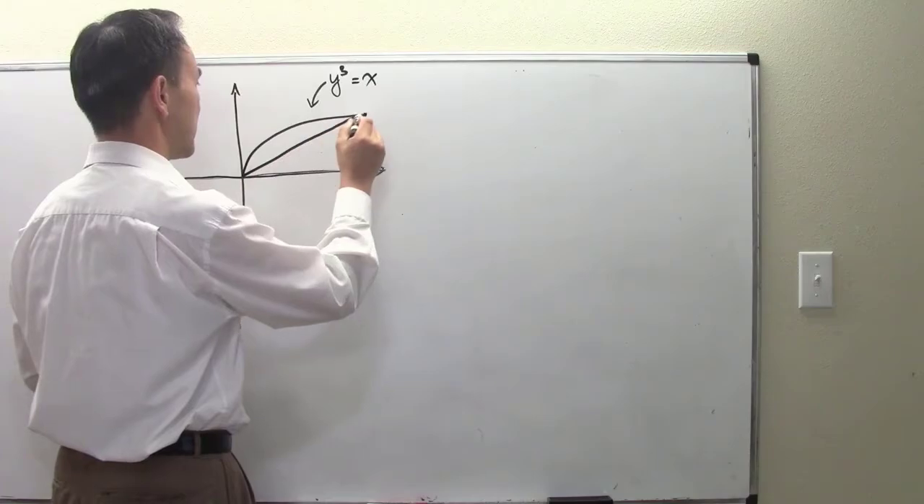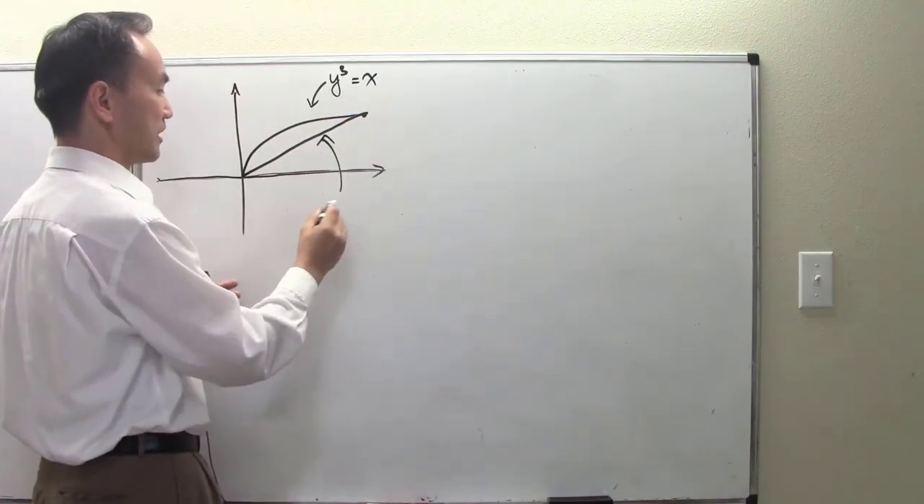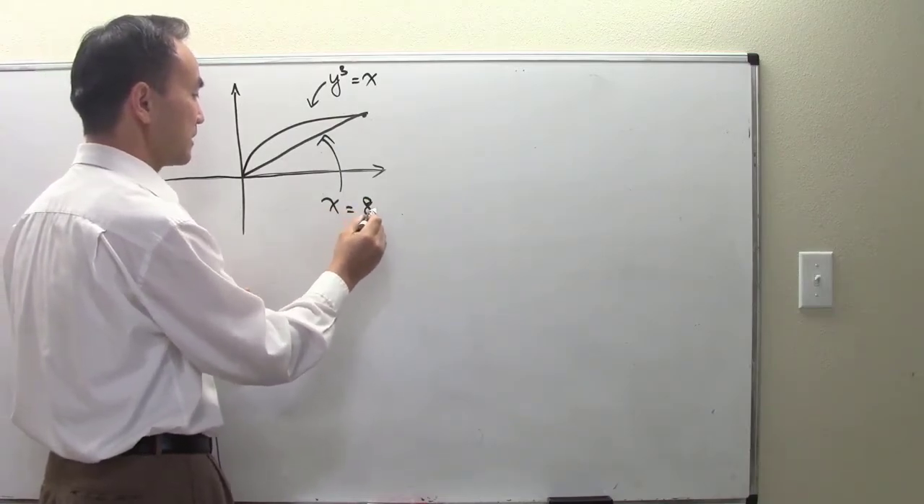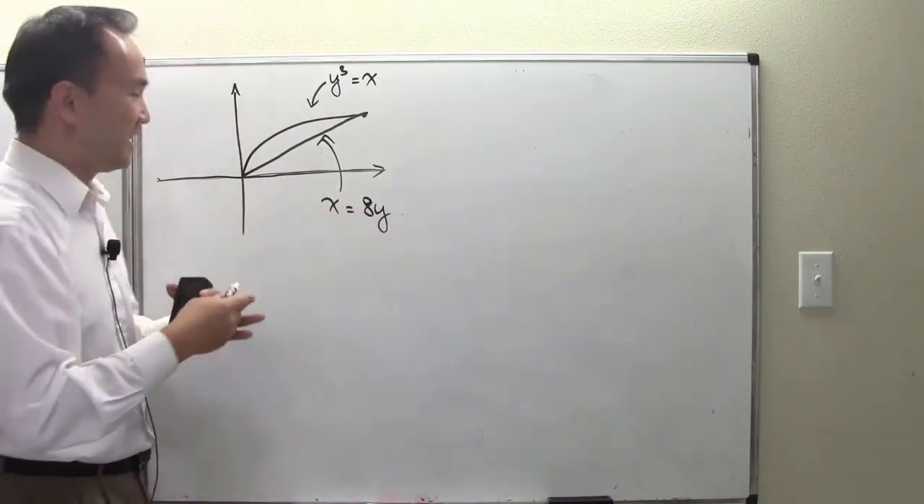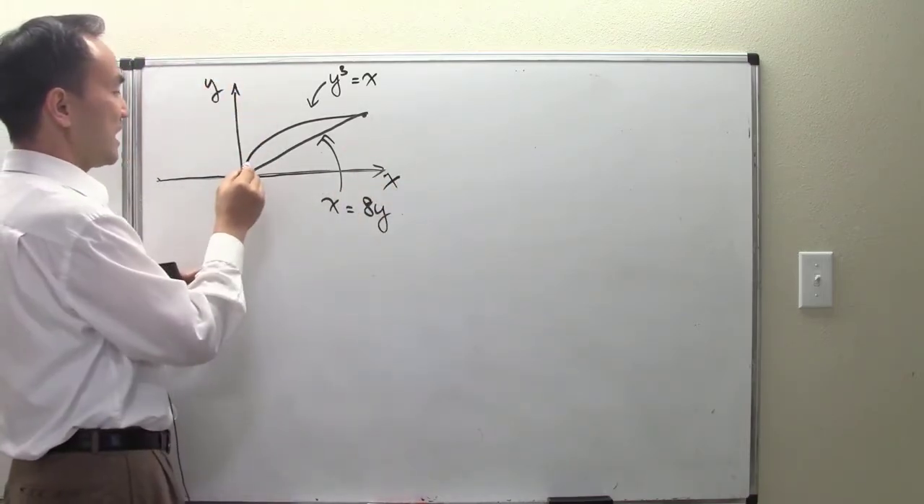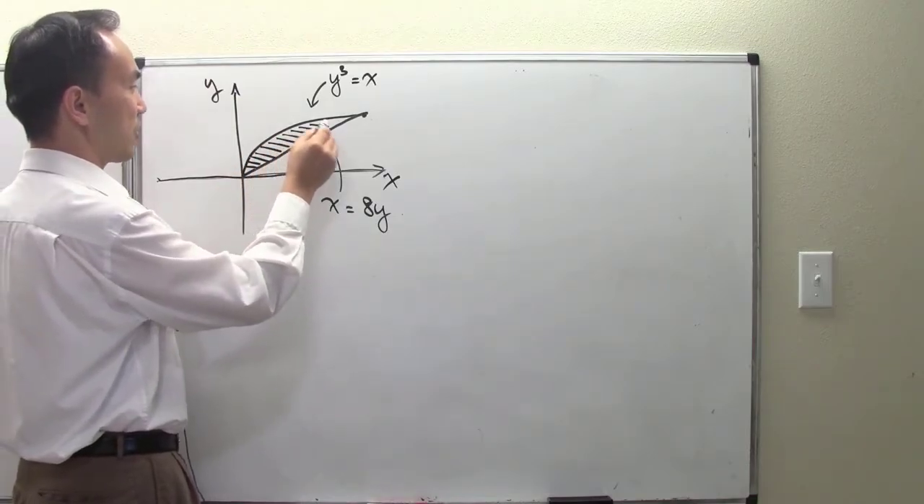So this other curve here appears to be a straight line over here. And this curve is x equals 8y. Okay, and this is the x-axis, this is the y-axis, and the enclosed area is here. That's met all the requirements.